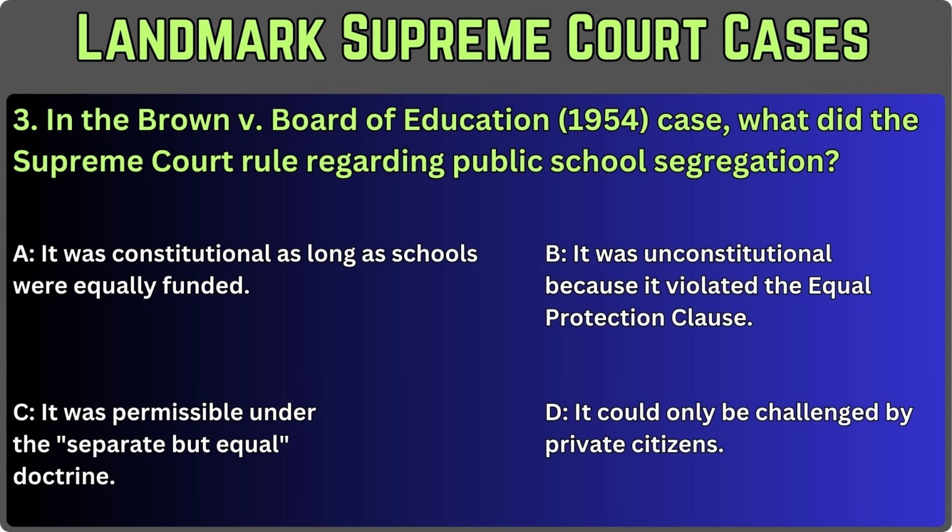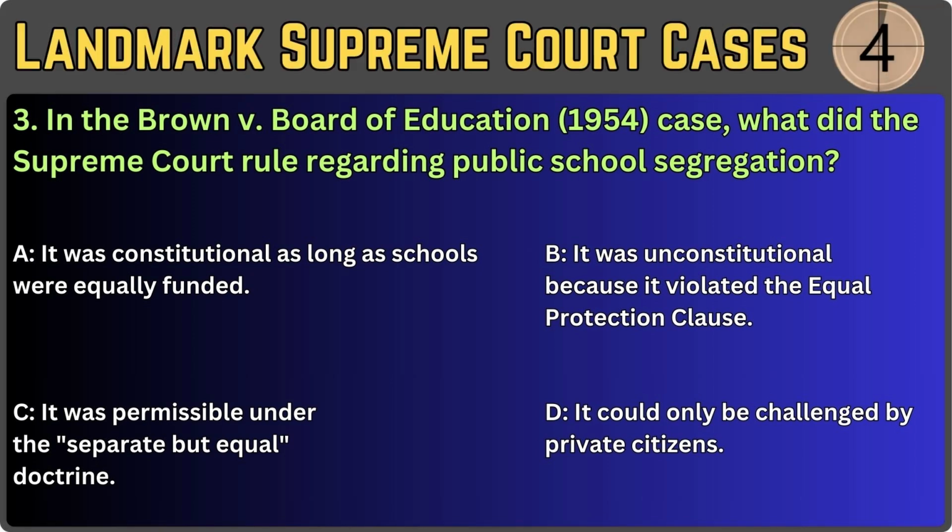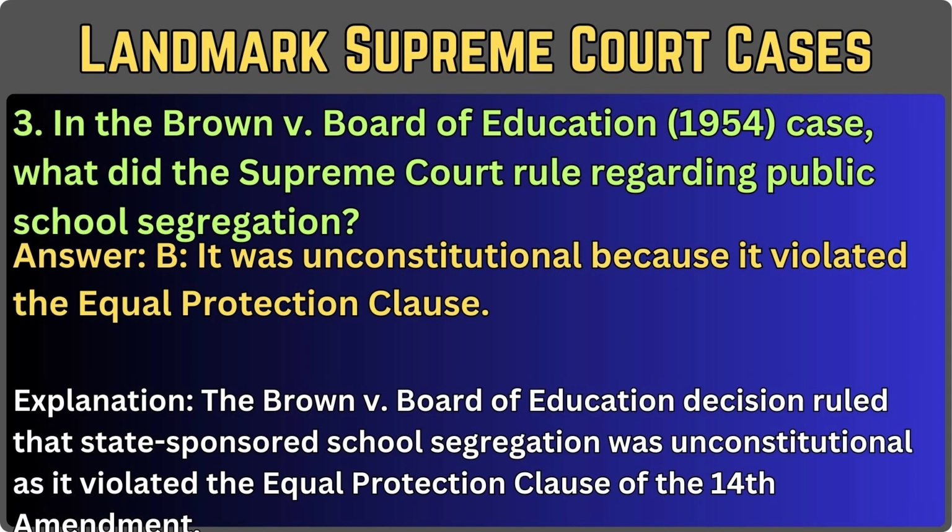A. It was constitutional as long as schools were equally funded. B. It was unconstitutional because it violated the Equal Protection Clause. C. It was permissible under the separate but equal doctrine. D. It could only be challenged by private citizens. Answer. B. It was unconstitutional because it violated the Equal Protection Clause.